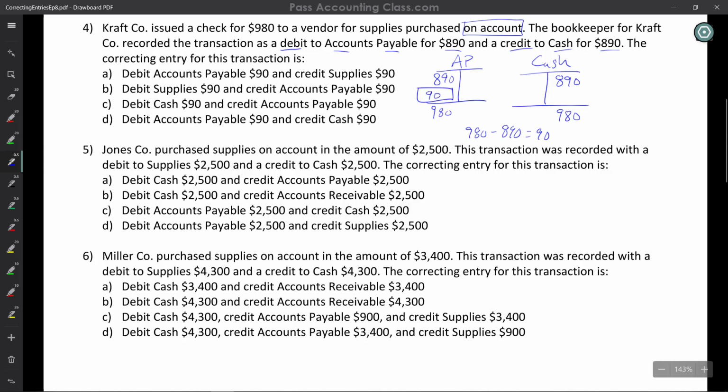And then for cash, it's the same idea. We have a credit of $890. We need an ending balance of $980. That's a credit. So we need to add 90 to the 890 to get our 980. So the answer here is going to be D, debit accounts payable 90 and credit cash 90.